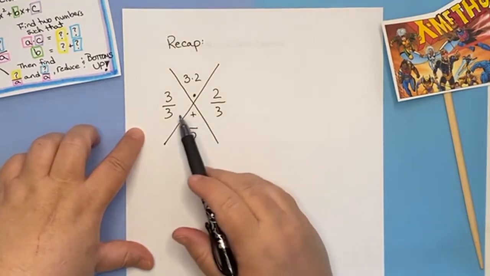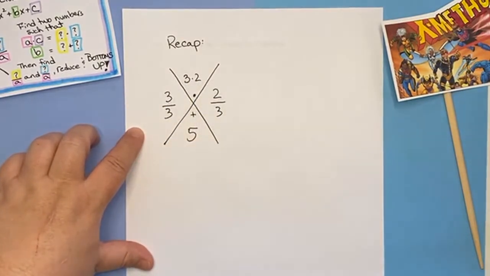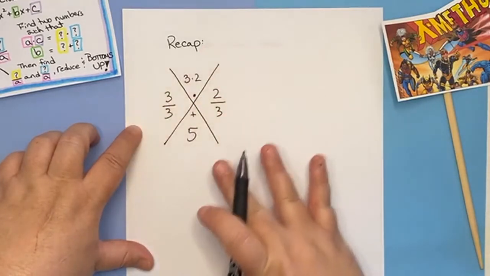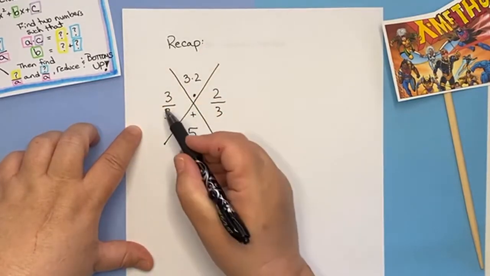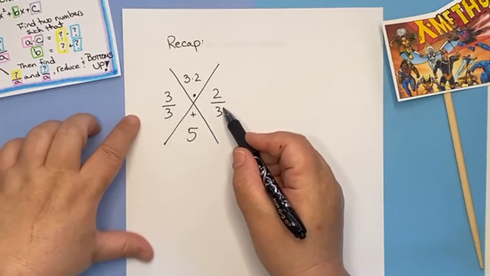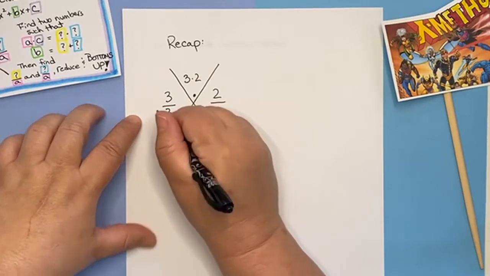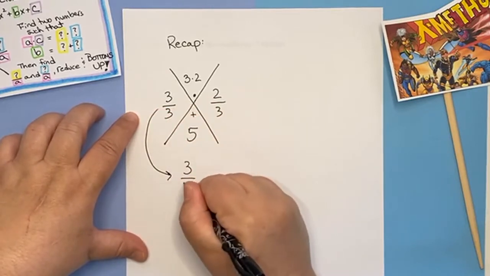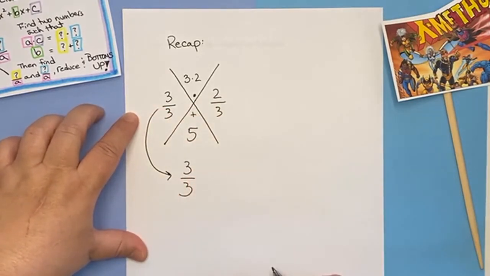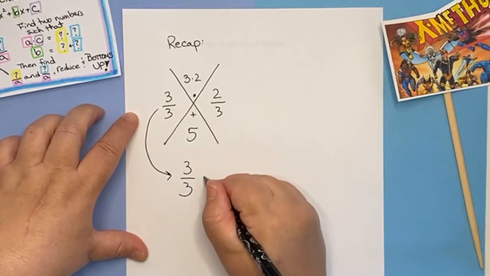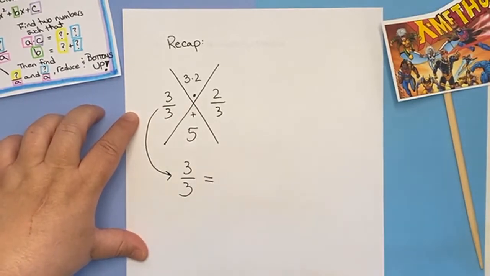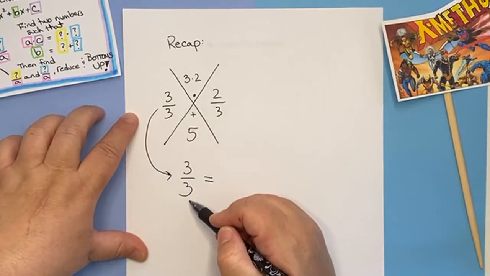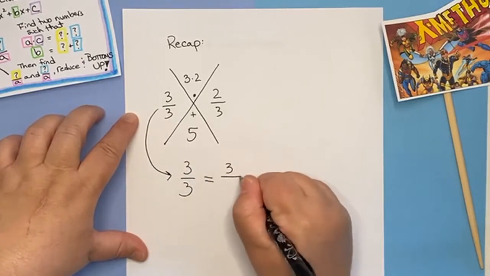So we've got this set up. What do we do now? Well, it turns out we did all of this work to get to these two numbers. So what we want is to get the 3 over 3, and we want to reduce it. But we don't want to reduce it all the way. We want to reduce it as a fraction. So I can cancel the 3 and the 3, right?